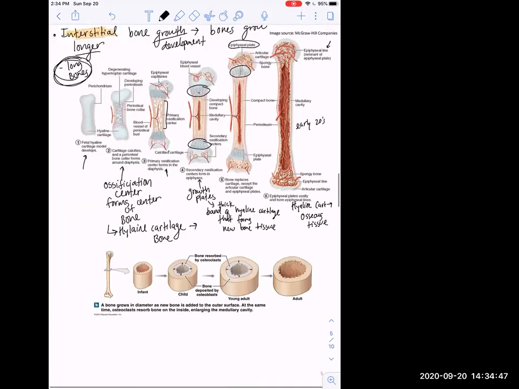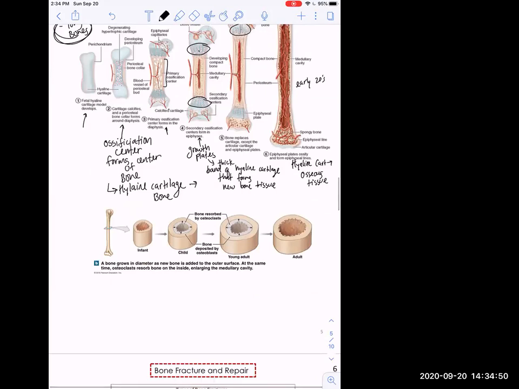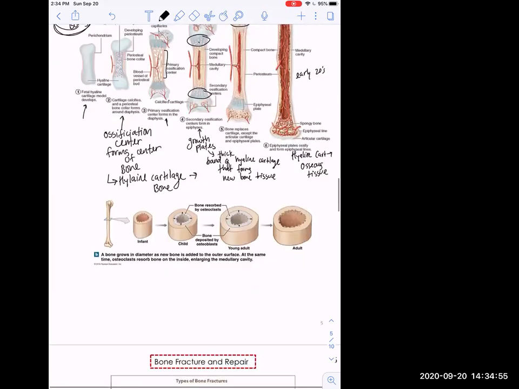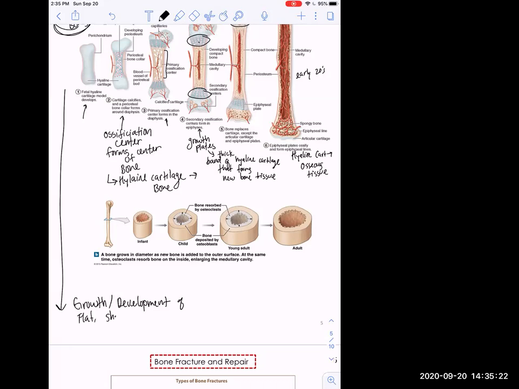You have a different type of bone growth in flat bones, and please forgive me, I forgot to mention this. I want to skip down to here and talk about the growth and development of flat, short, and irregular bones.